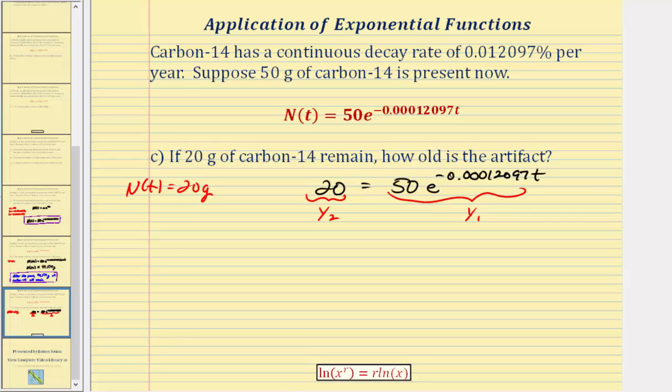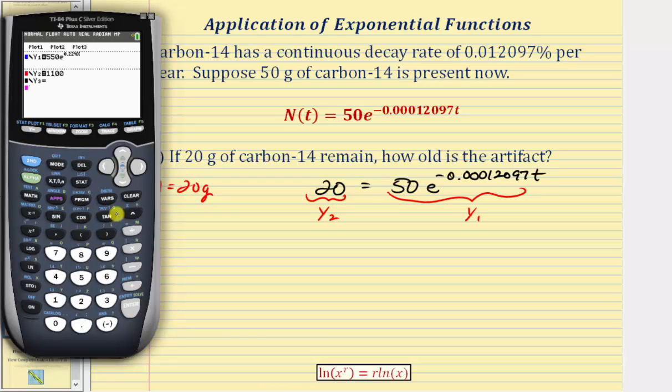So going back to the calculator, we'll press y equals. We'll clear out any old functions here. And in y1, we'll enter the right side of 50, second natural log for e, raised to the power of negative 0.000120097, and then times t, which we'll use x instead, so here's the x key, enter, and then in y2 we enter 20, enter.